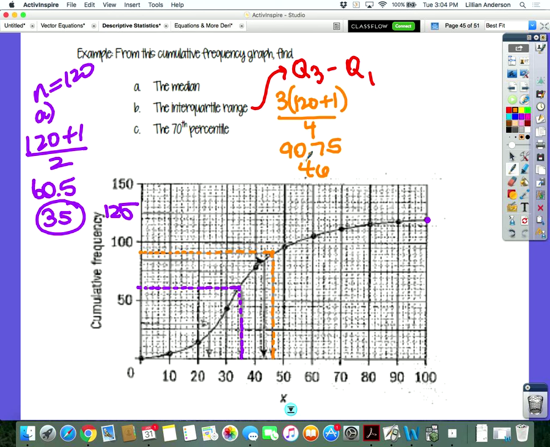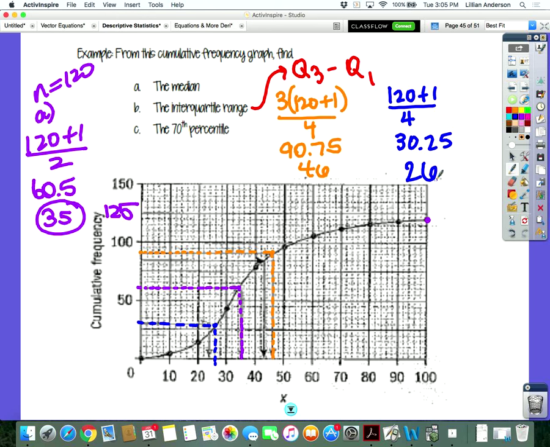Find Q1. Everybody find Q1. What's 121 divided by 4? 30.25. I did 27. No? Wait. Yeah, I got 27. Our graph is off. Well, that graph is off. So mine's about 26. You can say yours is 27.